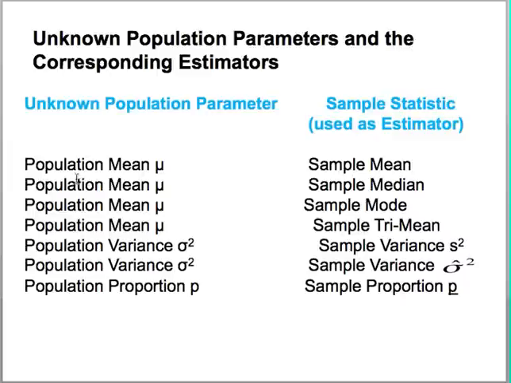Now, let us suppose that our population mean, mu, is unknown. Then we will use a sample mean as an estimator for the population mean. Similarly, we can use the sample median, the sample mode, or the sample trimmed mean as estimators of the population mean mu. The sample variance is an estimator for the population variance, and the sample proportion is an estimator for the population proportion.